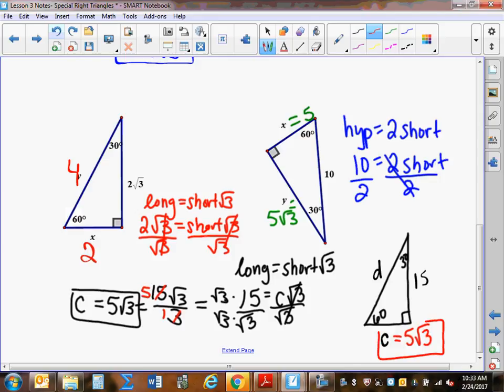And then once I have my short leg, the rest is so much easier. What's my long leg going to be? Double it. And what is double of 5 root 3? 10 root 3. Good. I just multiply this by 2. So D equals 5 root 3 times 2. And again, the radical protects what's underneath, so I can only multiply the 5 and 2 together, which is 10. Okay. Any questions on that?